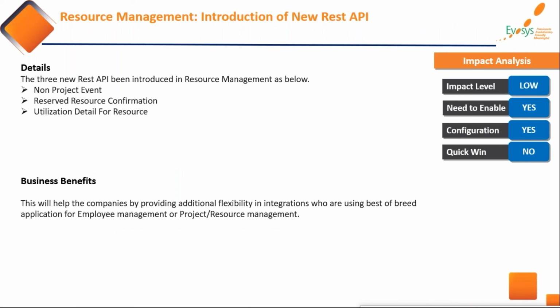And then this particular feature is mainly related to new REST APIs, again very specific to project execution management. So you can create a non-project event, you can update the resource confirmations, and of course you can check the utilization detail for the resources via the API.